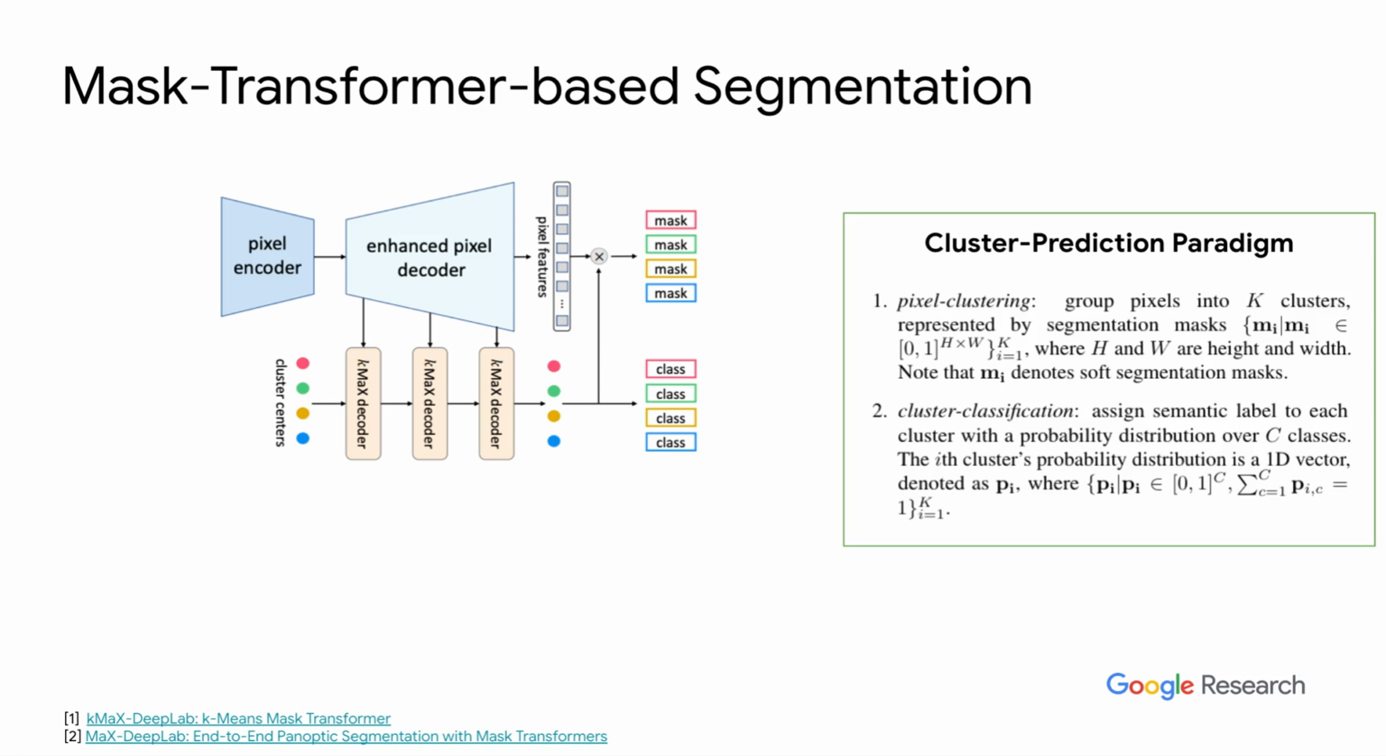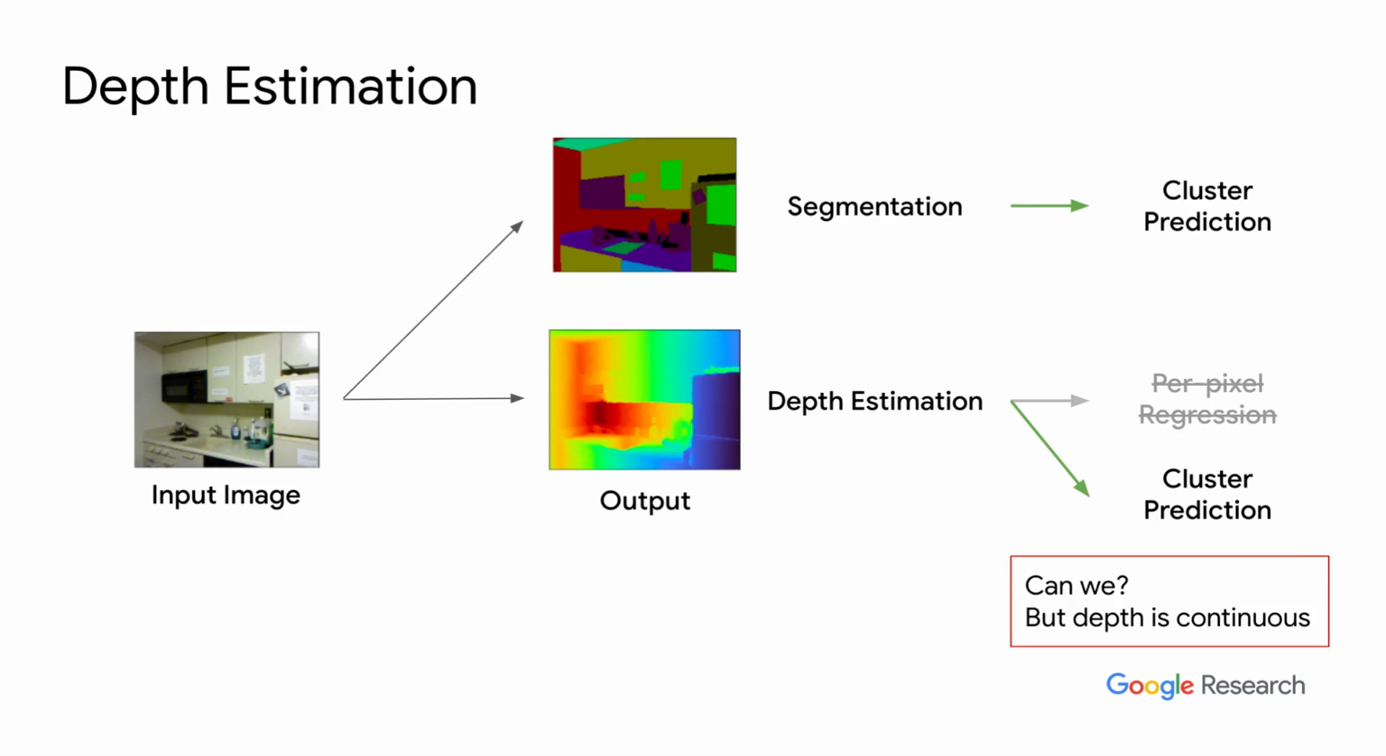In summary, the cluster prediction paradigm has two steps. The first one is pixel clustering, which groups pixels into a set of clusters, and the second one is cluster classification, which assigns semantic labels to each cluster with a probability distribution.